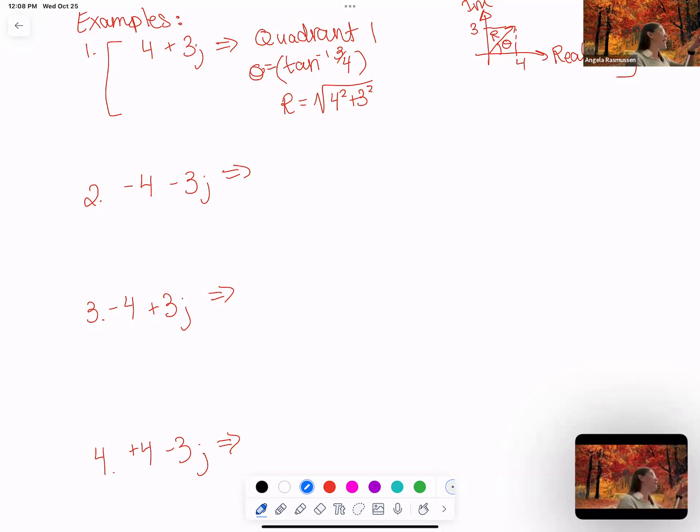And then hopefully from that, you'll see, well, 3 over 4, I think, what is that? Inverse tangent. That's 37 degrees. So this would be 37 degrees here.